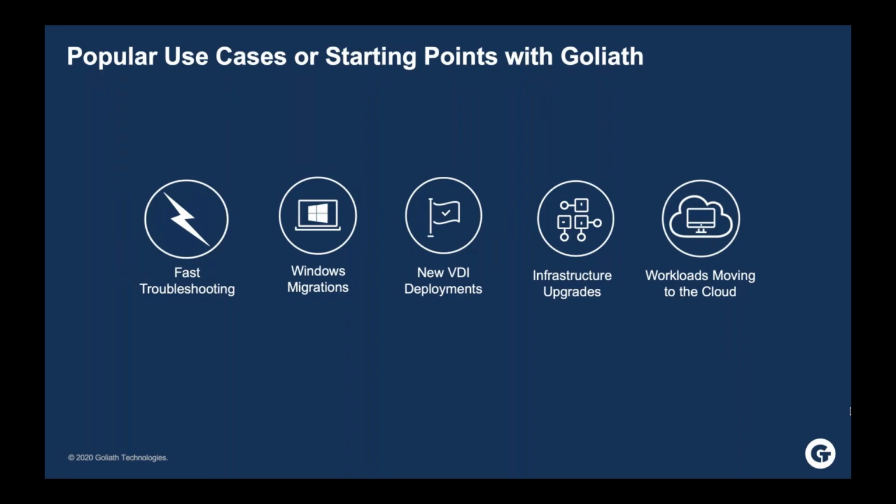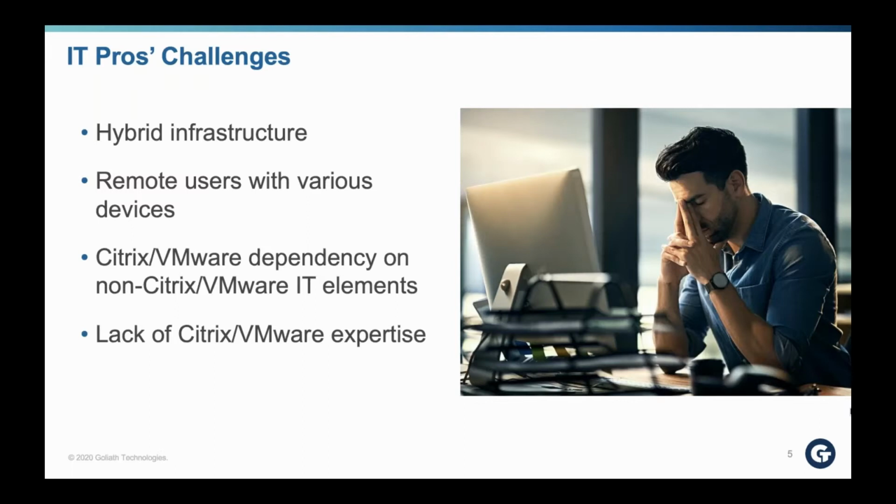And finally, a third grouping of projects that we see is the ability to move workloads to the cloud. We have quite a few clients that are taking their entire Citrix farm or VMware Horizon environment and moving it into AWS and Azure. And so there's a need to not only monitor and troubleshoot the old environment and the new, but to actually do it at the same time. So these are some of the projects that we get involved in and why people are looking for tools like Goliath.